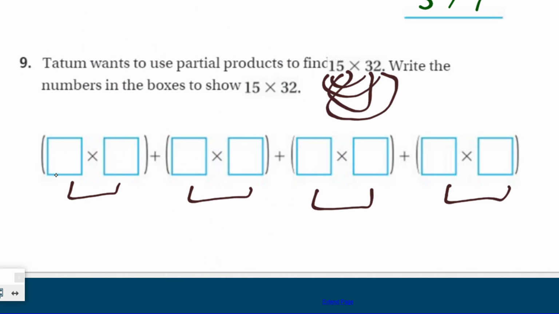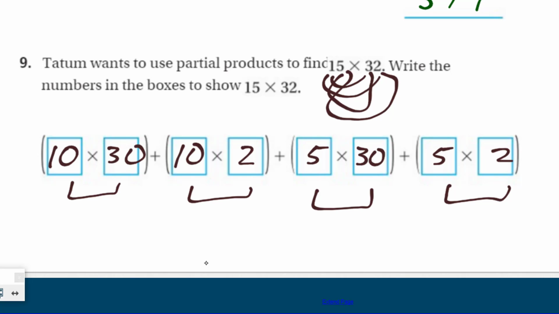So we're saying then we would have 10 times the 30. Then we're going to have the 10 times the 2. Now I'm going to go to the 5 times the 30. And of course the 5 times the 2. Woohoo! I'd say we completed this page.